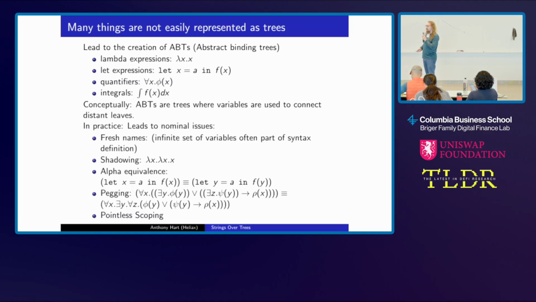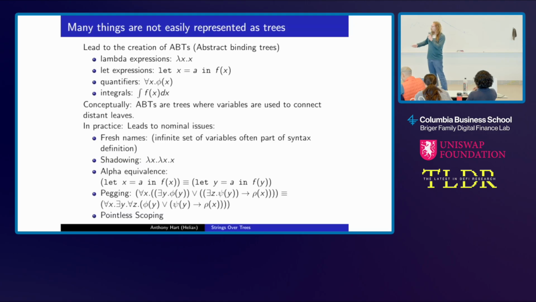So some common examples include lambda expressions, let expressions, quantifiers, and integrals. These are trees that bind variables so that leaves can connect to each other through shared variable references. They're basically trees that wish they were graphs. This leads to a bunch of nominal issues, specifically fresh names. You need an infinite set of variables as part of your syntax, shadowing, alpha equivalence.